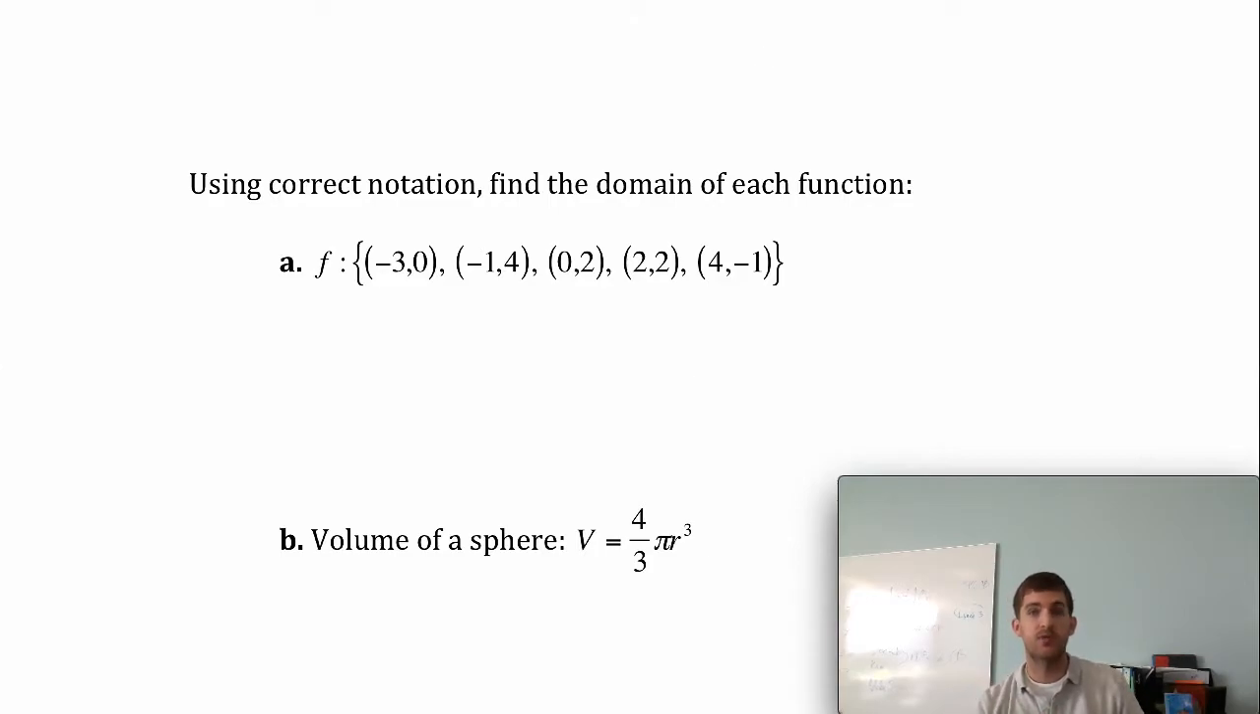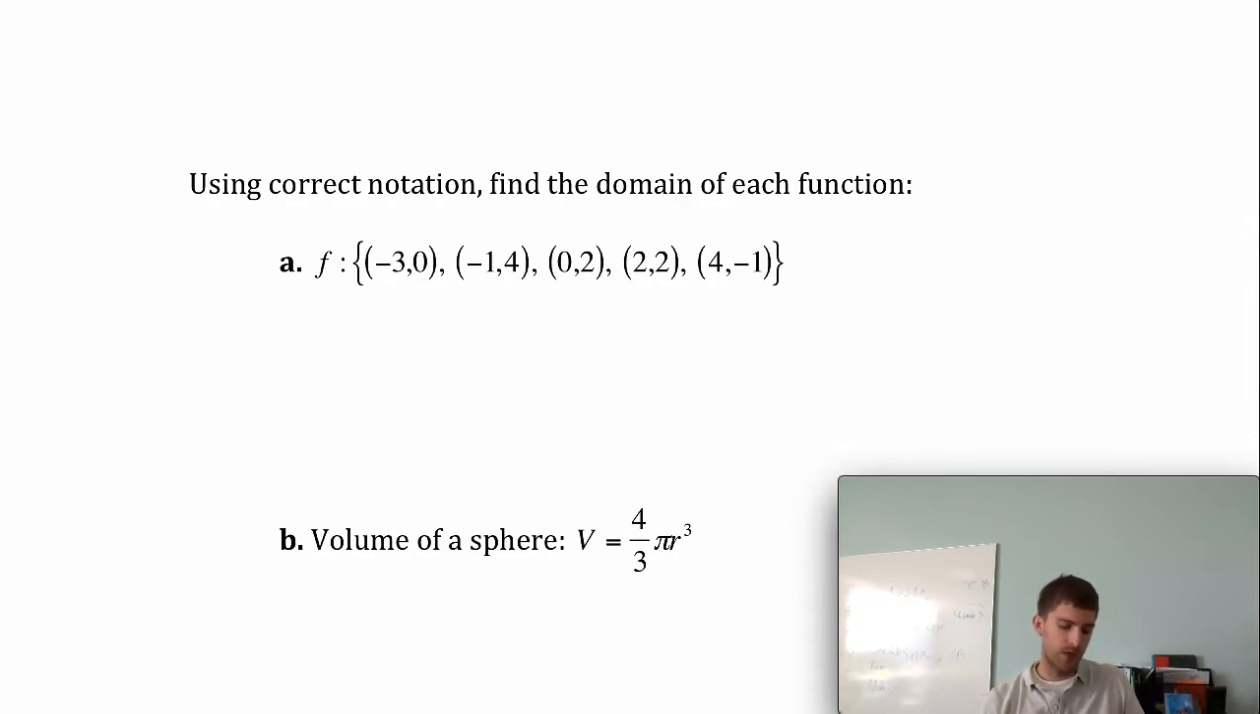Alrighty, last part of this section, we're going to be talking about the domain. So using correct notation, find the domain of each function. So we've got one function here. The only 5 points we're given are (-3, 0), (-1, 4), (0, 2), (2, 2), and (4, -1).